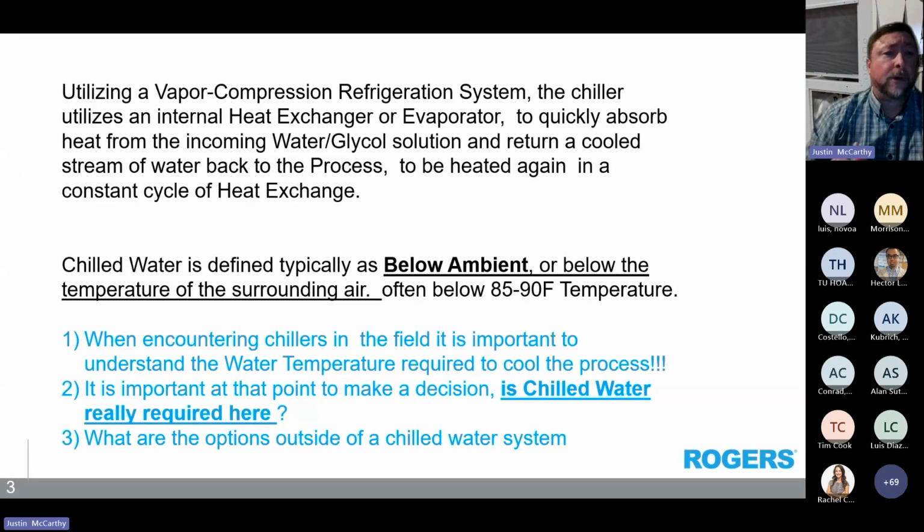So utilizing a vapor compression refrigeration system, the chiller utilizes an internal heat exchanger or evaporator to quickly absorb heat from the incoming water glycol solution and return a cool stream of water back to the process to be heated again in a constant cycle of heat exchange. Chilled water is defined typically as below ambient or below the temperature of the surrounding air, often below 85 to 90 F temperature.